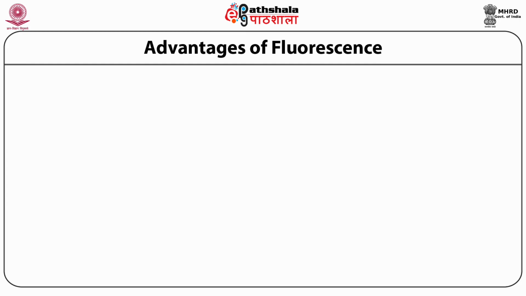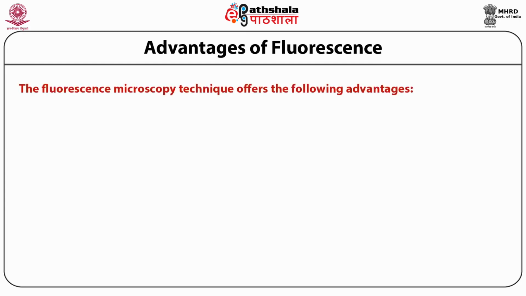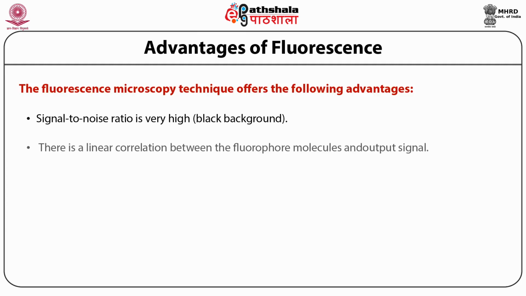Let us now discuss the advantages and limitations of fluorescence. Let us first see the advantages. The fluorescence microscopy technique offers numerous advantages. The first one is that the signal to noise ratio is very high. That is because of the black background. Then there is a linear correlation between the fluorophore molecules and output signal.